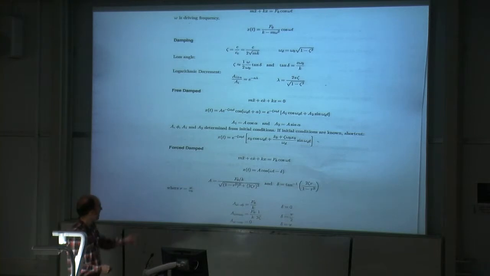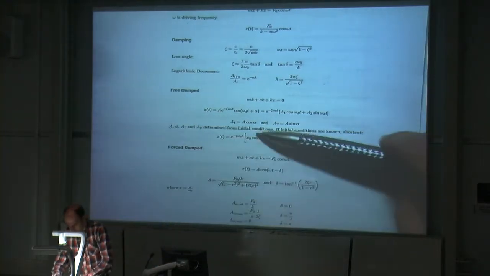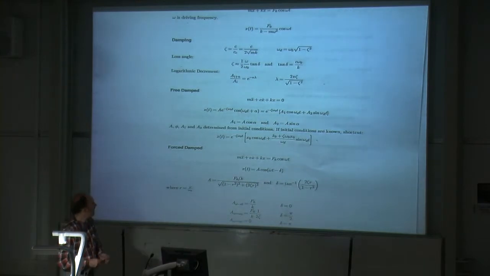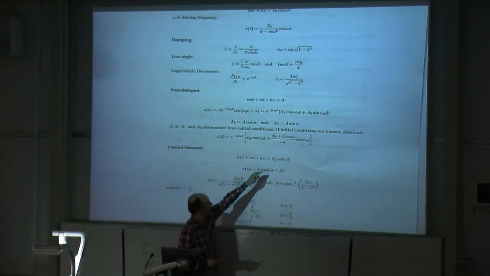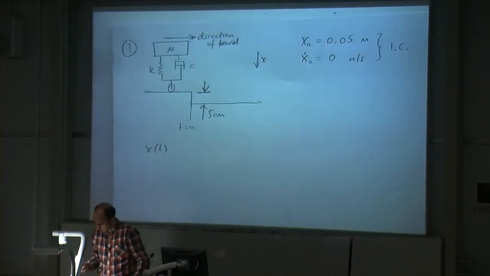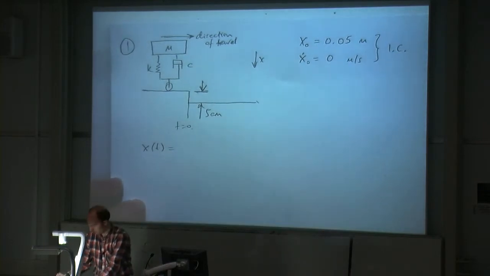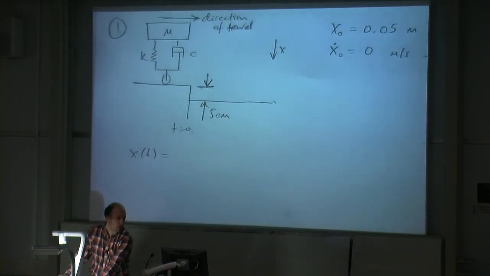But basically, I've got a solution here, and that solution is useful because the initial conditions are already set out in it. So you've got x0, x dot 0, and various other terms in there. And so that's the solution I'm going to use. So I'm going to write it out. We can write it out big here.